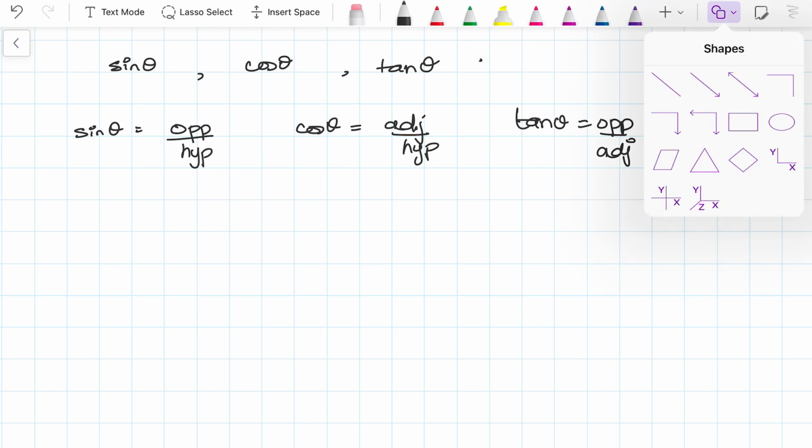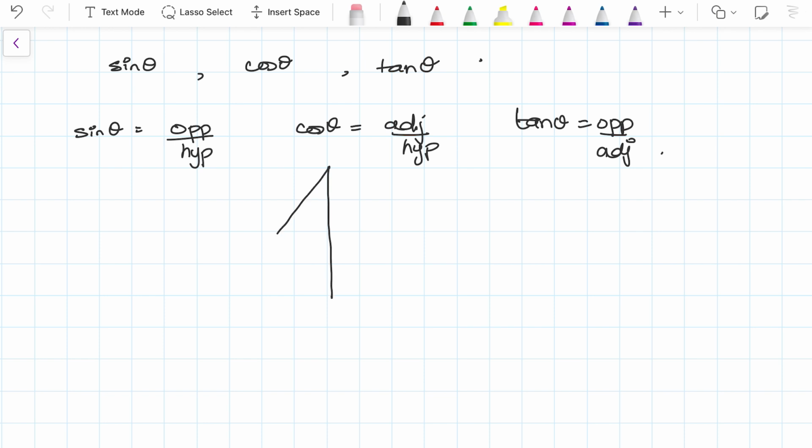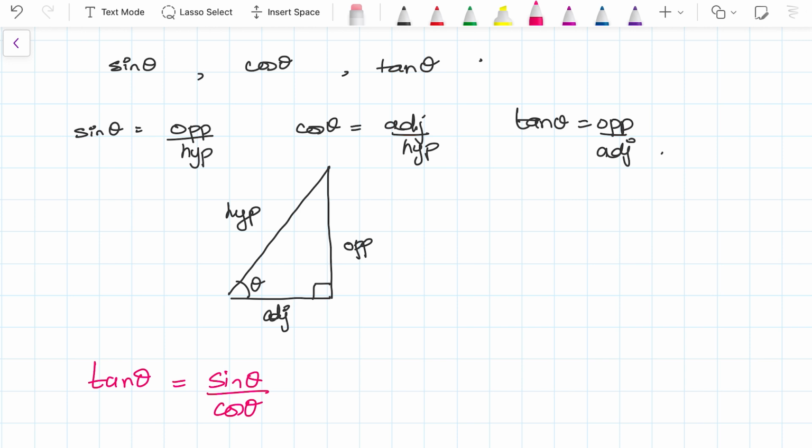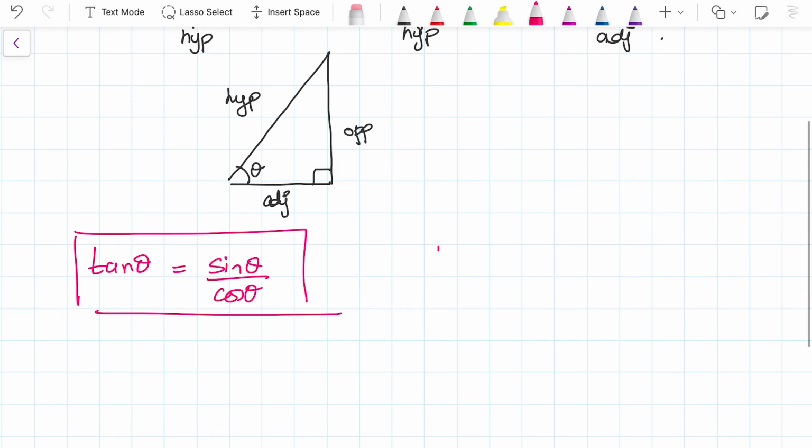So how do we make a right angle triangle? Let's suppose this is a triangle, and if this is theta, the opposite side is opposite, the adjacent, and the side opposite to the 90-degree angle is always called the hypotenuse, or the longest slant length is called the hypotenuse. Now, another thing to know is that tan theta can be expressed in the form of sine theta upon cos theta. So this is important to know for this chapter. And 1 upon tan theta can also be written as cos theta upon sine theta.